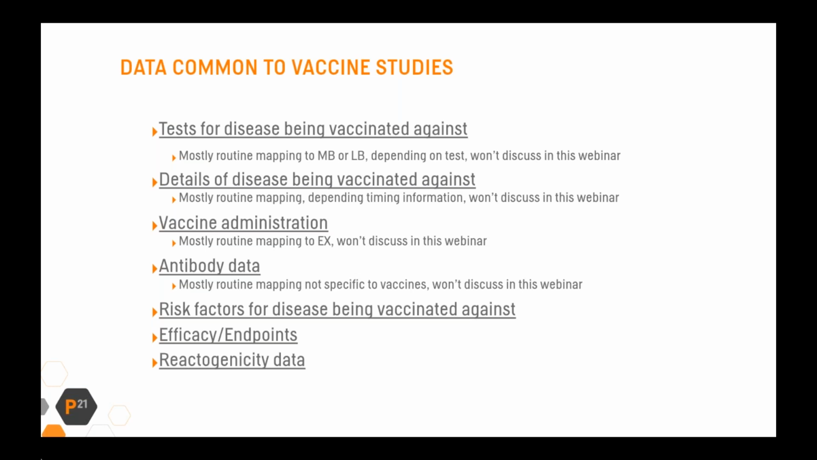You can refer to the TAUGs, and I encourage that to see. There are some specific things that you can do, additional variables that you might need to handle some of this stuff, but again, it's mostly routine mapping. The next three are what I'm going to focus on in this webinar. There's risk factors for the disease being vaccinated against, and there's efficacy endpoints. Those two I'm just going to touch on briefly. And then I'm going to spend most of the time on reactogenicity data.